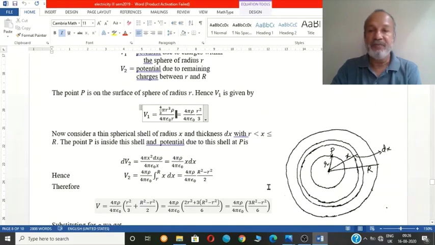Now in order to calculate V2, we consider a thin spherical shell of radius x and thickness dx, and we will calculate the potential due to the shell at P. The charge distribution inside the shell will be a constant, equal to Q by 4 pi epsilon 0 x.